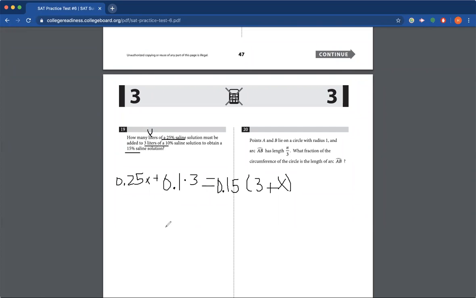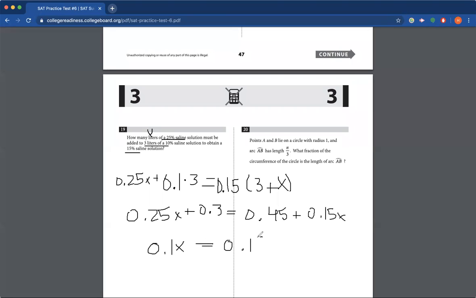We're trying to solve for X. Quickly multiplying this, we get 0.25x plus 0.3 equals 0.45 plus 0.15x. Isolating variables, we get 0.1x equals 0.15, or x equals 1.5 liters, and that's our answer.